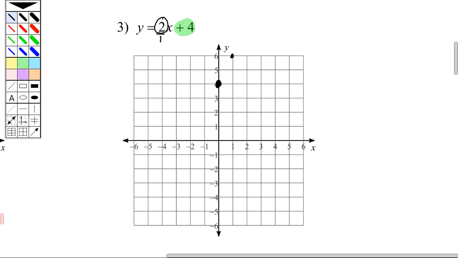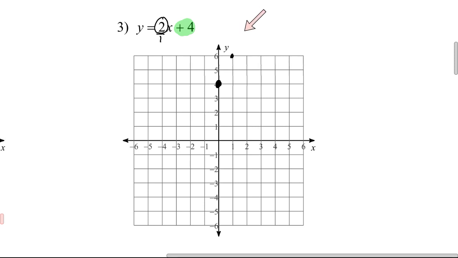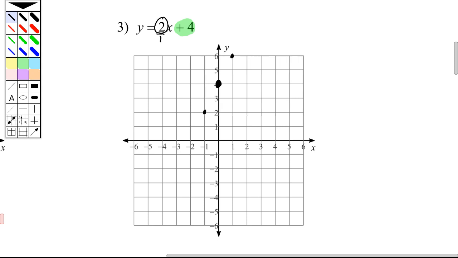Now if I want to make some more points, I can't go up anymore, I ran out of room. So what's the complete opposite of up 2, right 1? Down 2, left 1. And notice all these points are in a nice straight line. So I would get my ruler, or some kind of straight edge, connect my points, put some arrows on there, and we have just graphed this linear function.